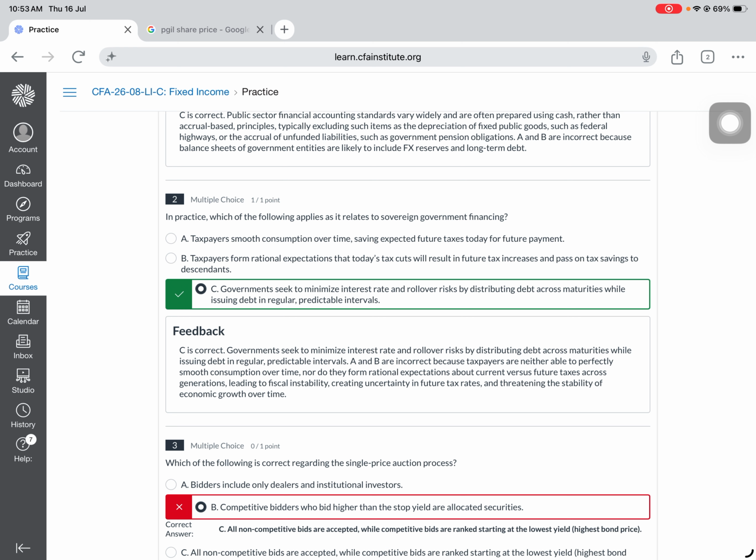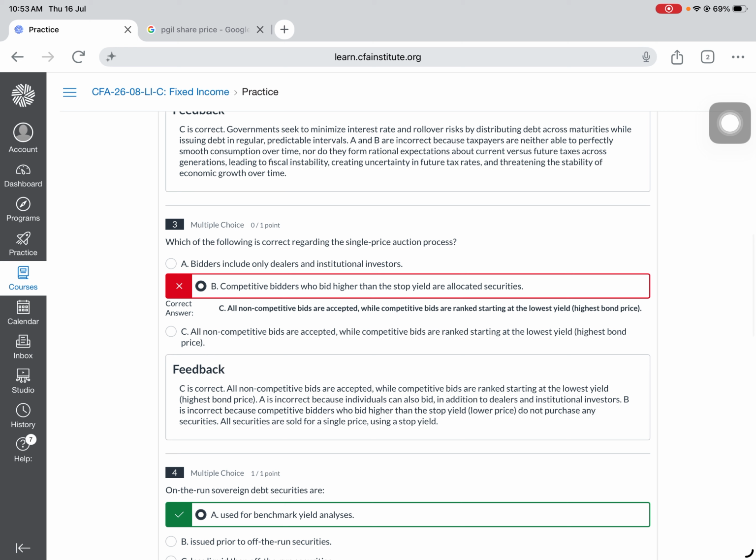So sovereign government financing means it takes debt, that means it issues bonds from time to time, with maturities and rollovers. These all it will do. It won't depend on whether tax payments will come, or on future tax cuts. Those it won't depend on.